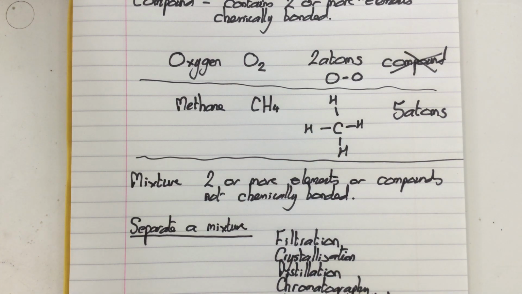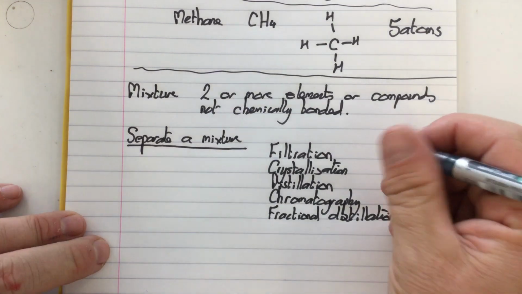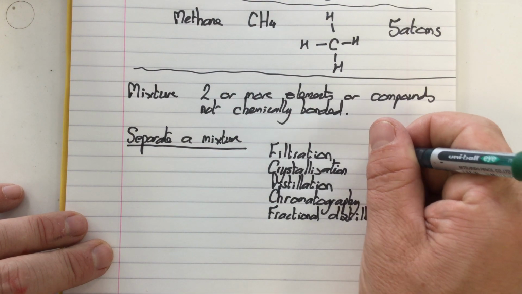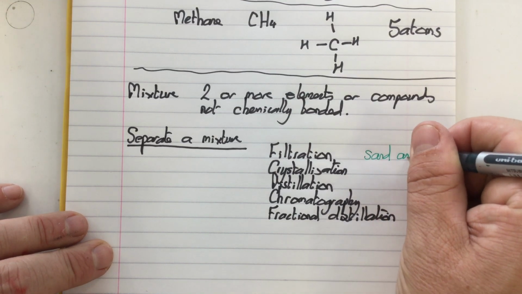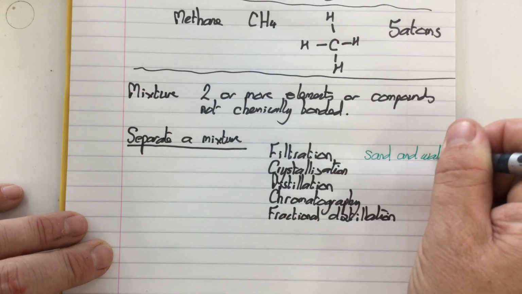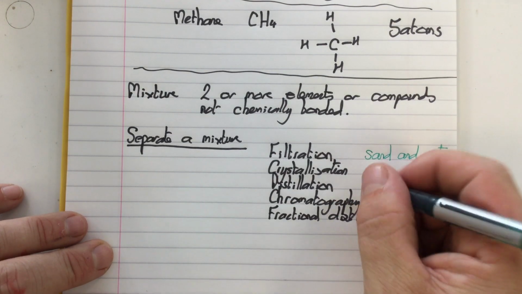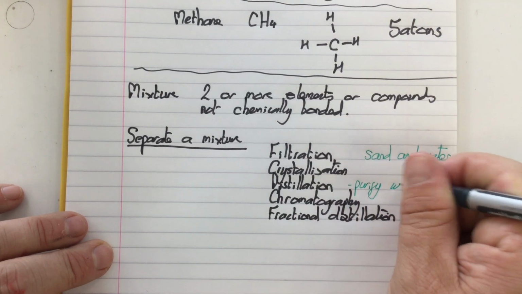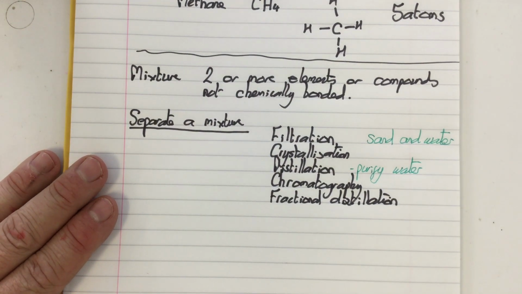So can you give an example where you might use these separation techniques for filtration? If you time traveled back in time and you want to have clean water. Yeah, good. So you could also use sand and water. Distillation is where you would purify water. Right, so that's an important one.